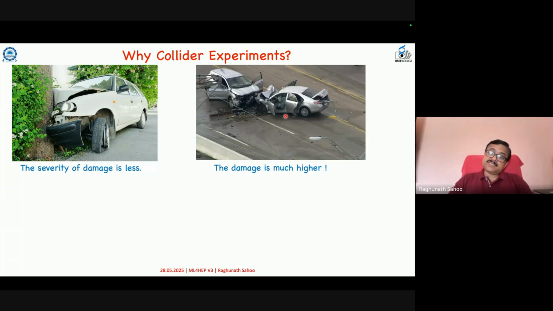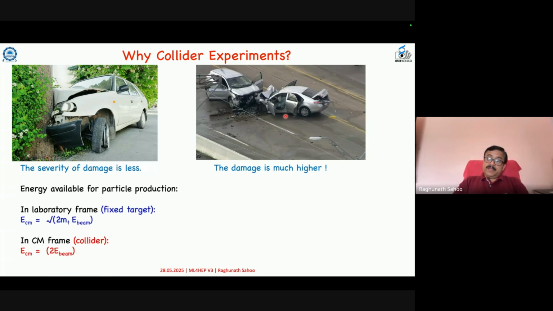So here the debris is higher, or the damage is higher. This is governed by a back-of-the-envelope calculation. You can show that in the laboratory frame, your fixed target frame, the energy available for particle production goes like the square root of the beam energy.